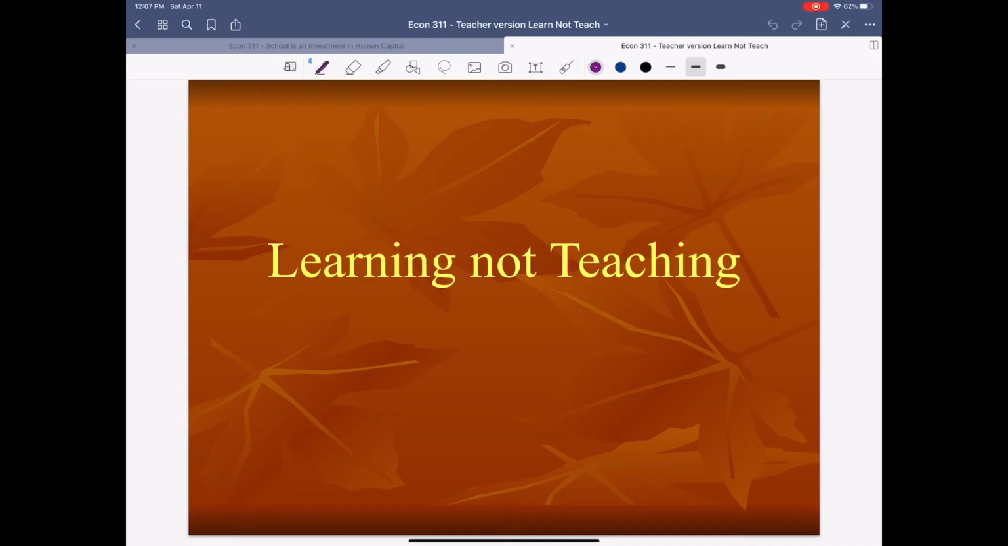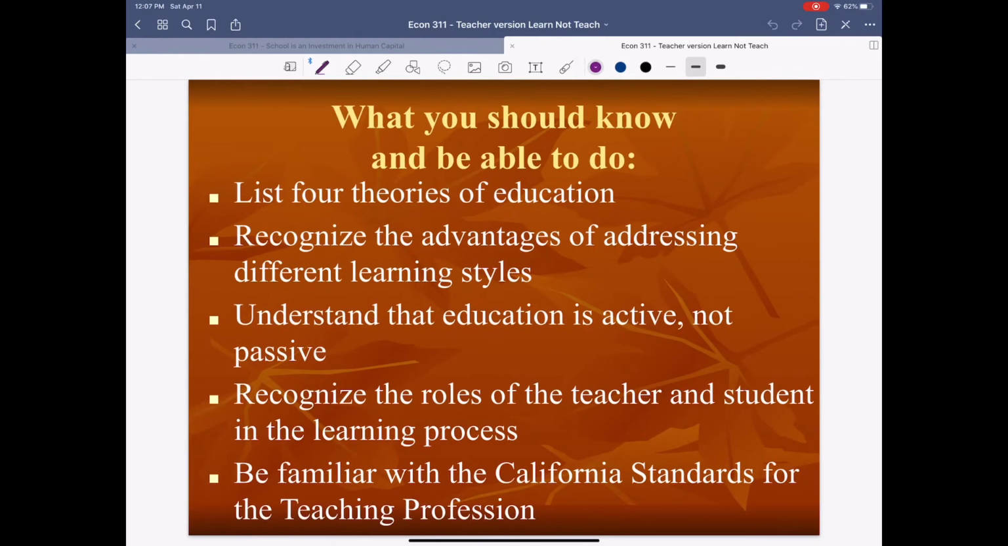Important for our students to understand where learning takes place and who is responsible for learning. So in this lesson, we're going to take a quick look at the importance of understanding the difference between learning and teaching. We're going to start by looking at some theories of education.